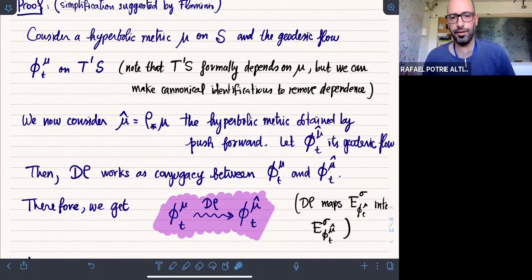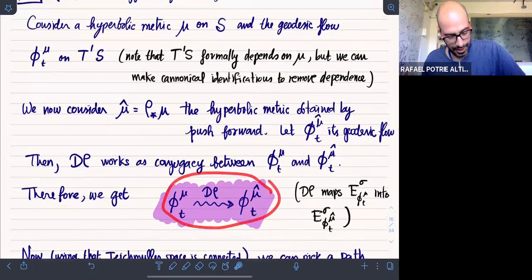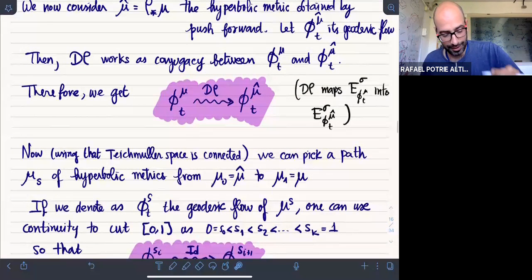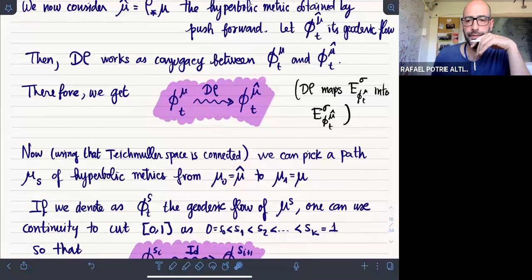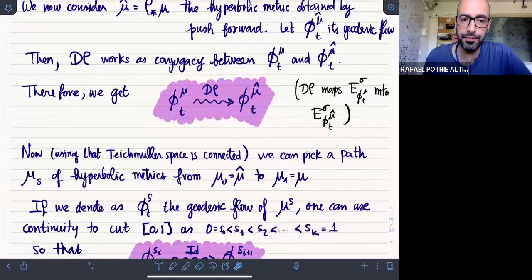And it's really a smooth conjugacy between these two Anosov flows, and therefore you preserve all the bundles, and so you have this property. And then, of course, we use the fact that the space of metrics of negative curvature is connected to find a path that goes from the final metric to the original one. And so you can find a path of metrics that goes from one to the other.